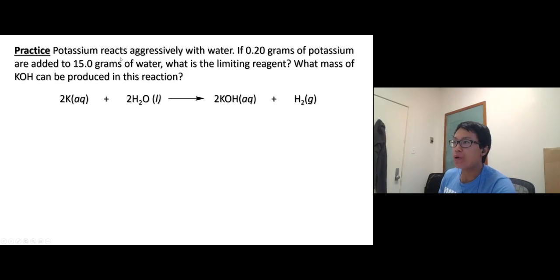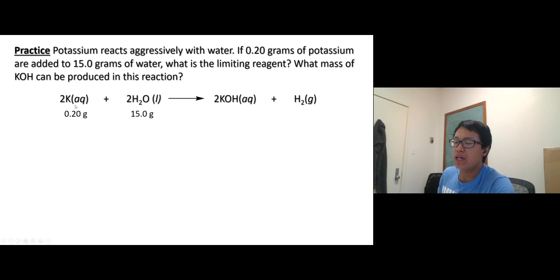All right, potassium reacts aggressively with water. If you still remember, alkali metals, group 1, react violently with water. If 0.20 grams of potassium are added to 15.0 grams of water, what is the limiting reagent? What mass of potassium hydroxide can be produced in the reaction?